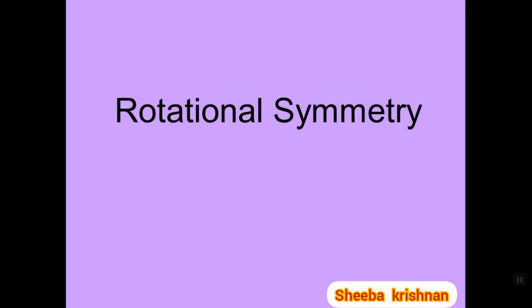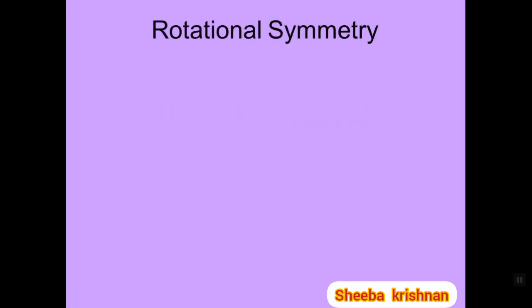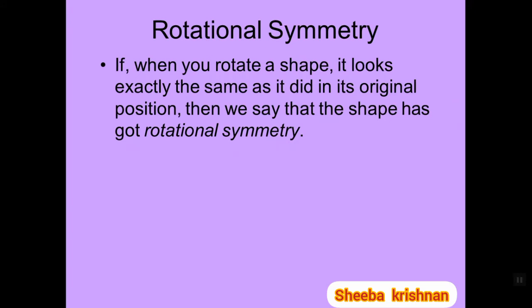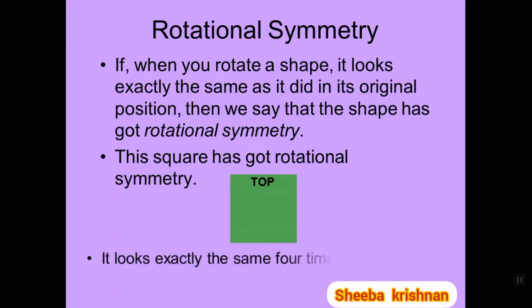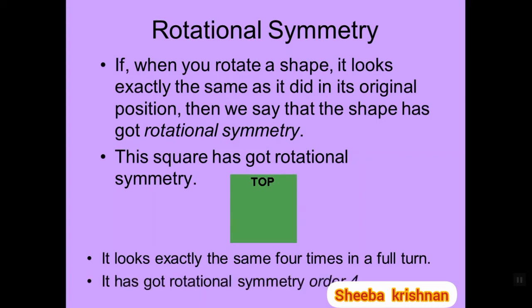Now next we are going to learn about rotational symmetry. If when you rotate a shape, it looks exactly the same as it did in its original position, then we say that the shape has got rotational symmetry. This square has got rotational symmetry. It looks exactly the same 4 times in a full turn. It has got rotational symmetry order 4.